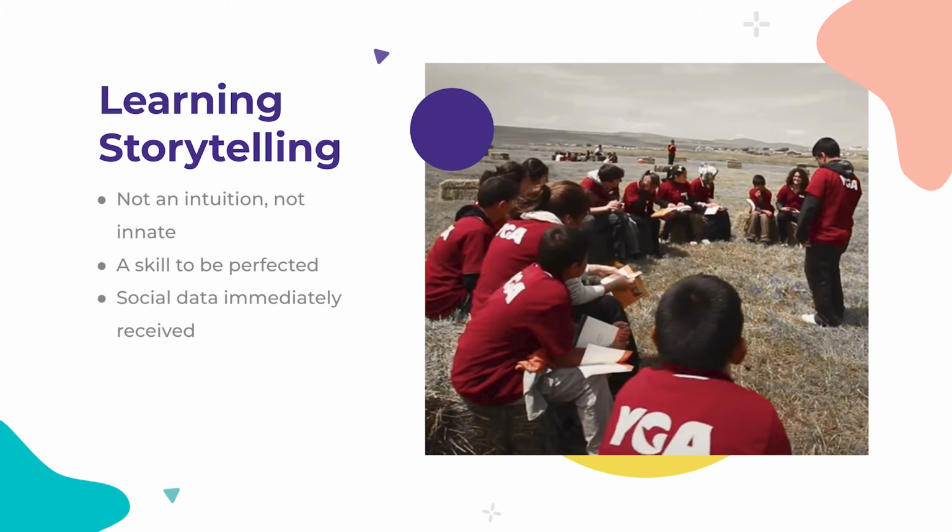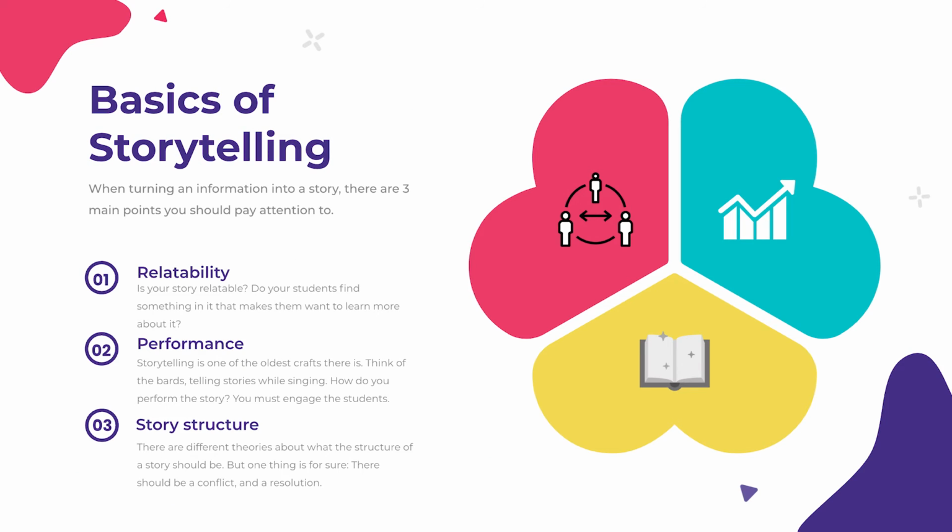Now let's move on to some basics of storytelling. When turning information into a story, there are 3 main points you should pay attention to. The first one is relatability. If your story is relatable, you need to ask yourself, do your students find something in it that makes them want to learn more about it and can be easily related to it?